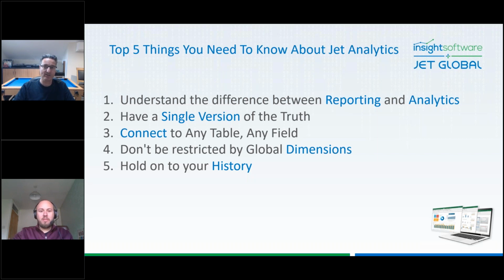Thirdly is how we actually connect to the information in your ERP or the other systems. So we'll dive into that a bit more. Number 4, don't be restricted by global dimensions. So in the ERP and Navision Business Central, you only have direct access on all of the transactional tables to only the two global dimensions, but a lot of organizations want to report by more than that.